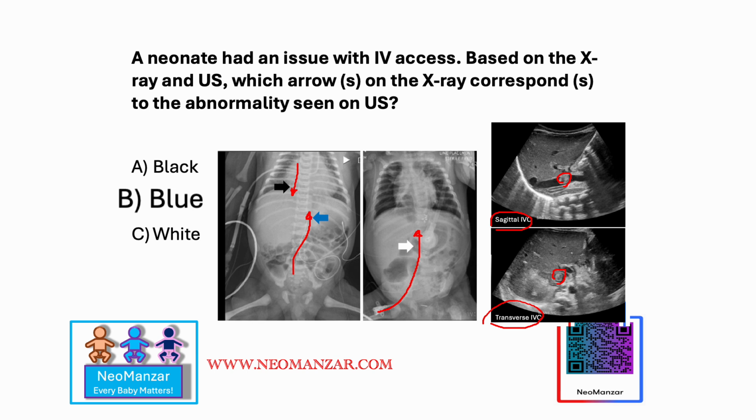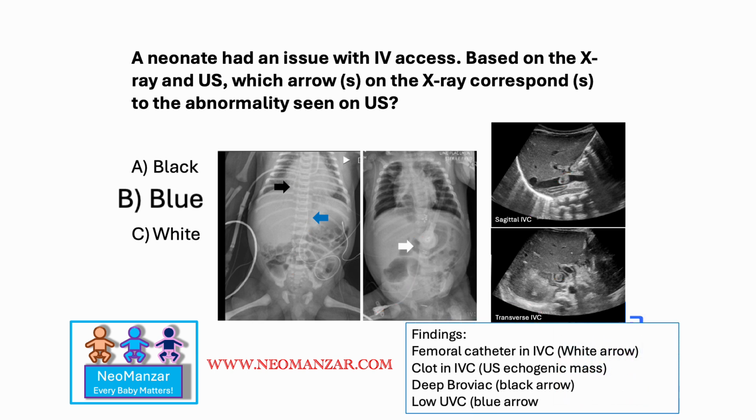So again, to summarize, let me clear it off. To summarize, what are the findings? As you see, the femoral catheter, you follow that, it's in the IVC. This baby, because of difficult IV access, had an umbilical venous catheter that was pulled out because of the clot. Then a femoral line was inserted, and then finally the Broviac was inserted.